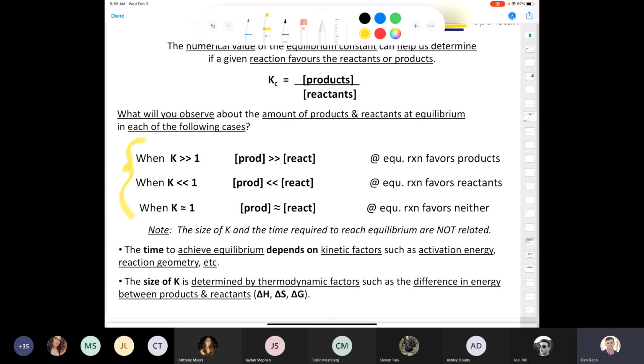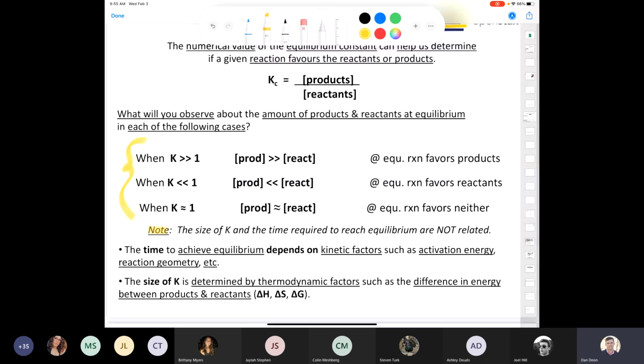Now, this is just a quick aside, and our textbook goes into some detail about this. Note that the size of K, so your equilibrium constant, and the time that it takes to reach the equilibrium, they have nothing to do with each other, okay? You can have a reaction that has a large K, it's mostly products at equilibrium, but it's really slow, okay? They are not directly related to each other, okay?